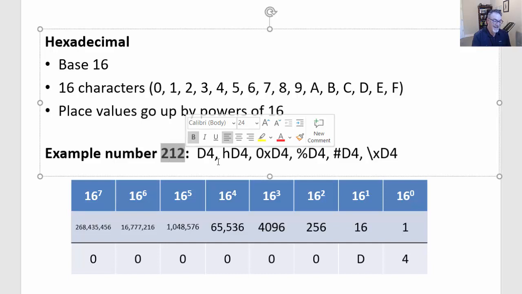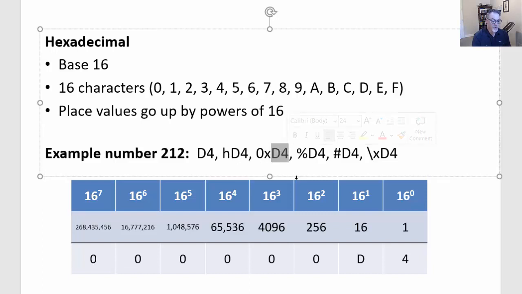And first of all, in hex, when we talk about hex characters, we write them like this, D4, or sometimes you'll see it like this, HD4, hex D4, or 0xD4, which means that this D4 is hex. Or you might see percentage sign D4, or pound or hash D4, or backslash X D4. But this basically means that what follows is a hex character. And I'll tell you why in a second here.